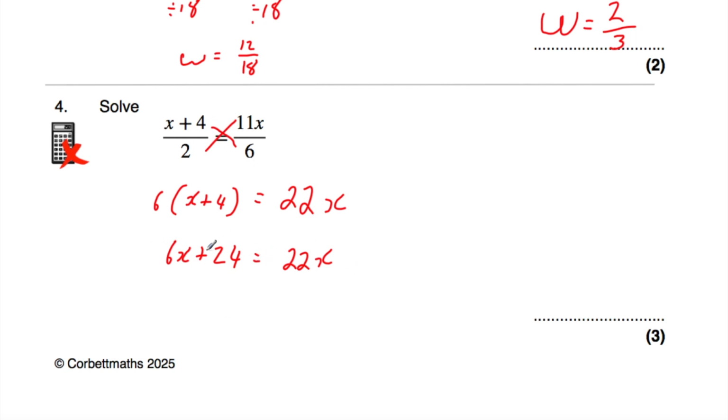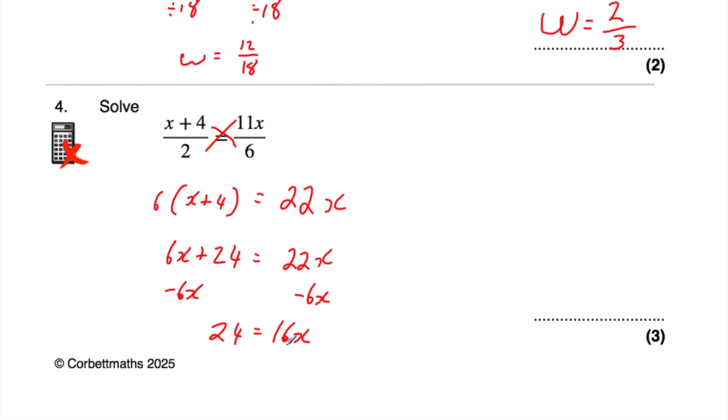Now we want to solve this equation, so we want to bring all the x's to one side and all the numbers to the other. So let's get rid of the lowest number of x's, so this 6x, let's take it away from both sides of the equation. So let's take away 6x and take away 6x. So on the left hand side we had 6x plus 24. If we take away 6x, we'd just be left with 24. On the right hand side of the equation we had 22x. We're taking away 6x, so we'll be left with 16x.